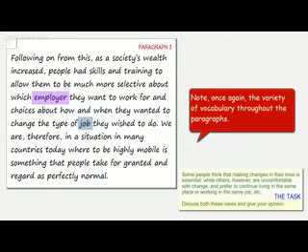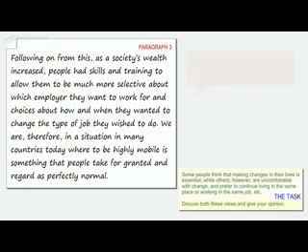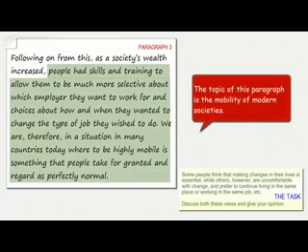Note once again the variety of vocabulary throughout the paragraphs. Here's another link with the previous paragraph. The topic of this paragraph is the mobility of modern societies.